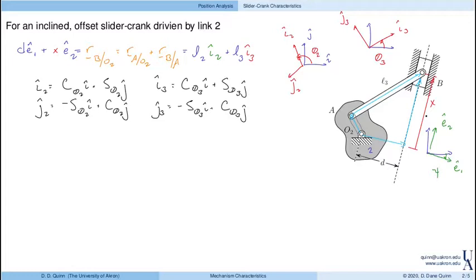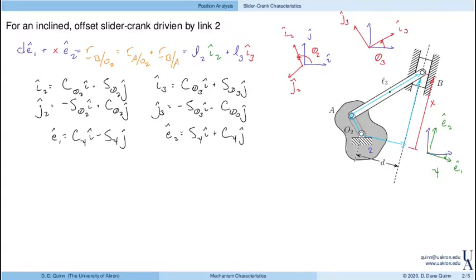So here, E1 is equal to cosine of psi, remember, this angle psi is fixed, minus sine of psi in the j direction. And E2 is sine of psi in the I direction and cosine in the j direction. So here we have all these directions written in terms of I and j.